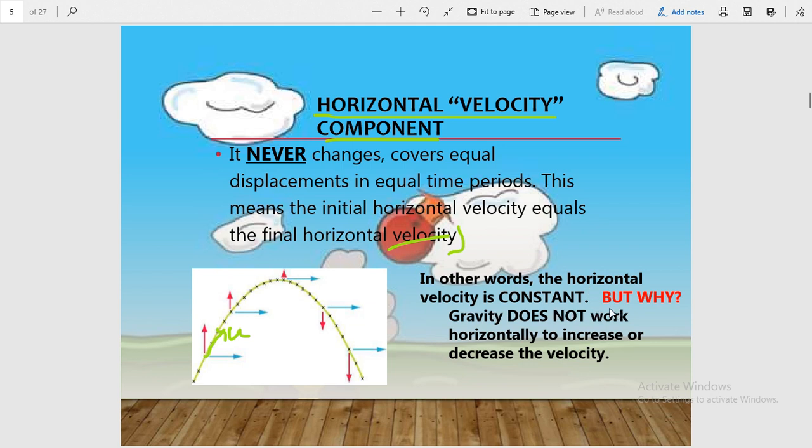Now there is a question: why is it constant? We must think about this part. We will discuss it later, because gravity does not work horizontally to increase or decrease the velocity. So the reason is that gravity does not work horizontally to increase or decrease the velocity.